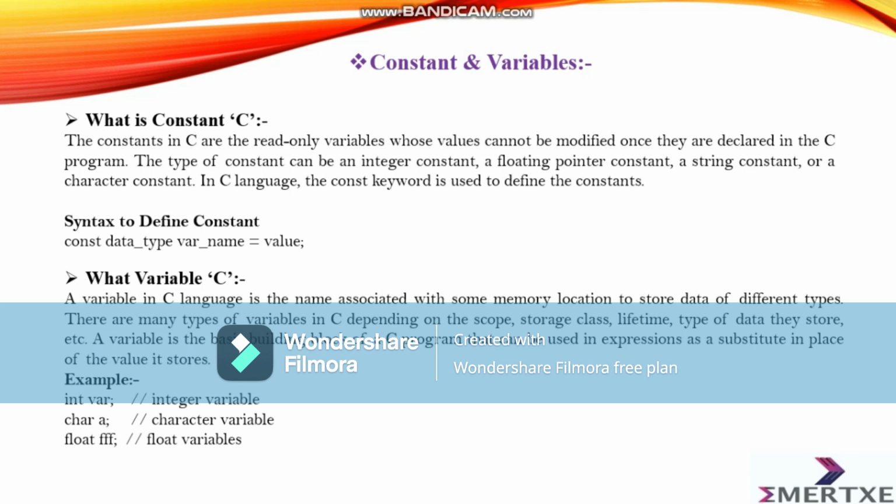Next point is variable in C. The variable is a data item whose value can change during program execution. As the name implies, the value can vary. The variable is the name associated with a memory location, which stores different types of data, and there are many types of variable in C depending on scope, storage class, lifetime, type of the data they store, etc. A variable is a basic building block of a program that can be used in expressions. For example, char, and float variables.